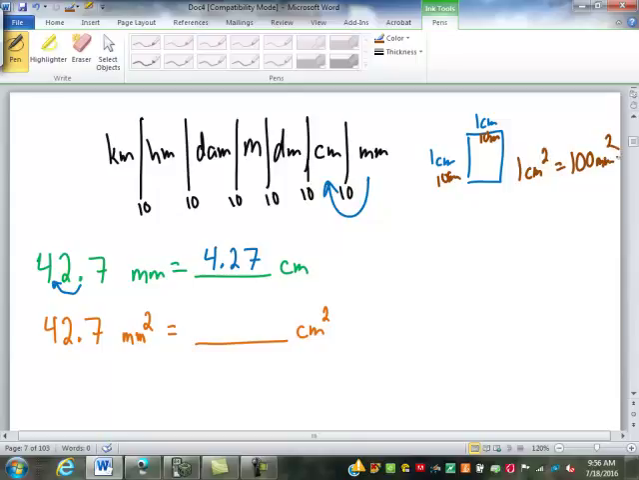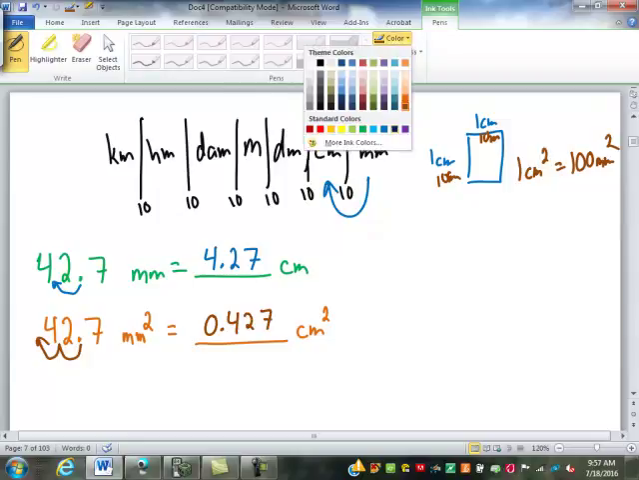So now every spot on the chart is not multiplying or dividing by 10, it's multiplying or dividing by 10 squared, which is 100. In other words, each spot on the chart is how many decimal places? 2 decimal places. So we're moving 1 spot to the left on the chart. My decimal point has to go 2 spots to the left. So this becomes 0.427 centimeters squared.